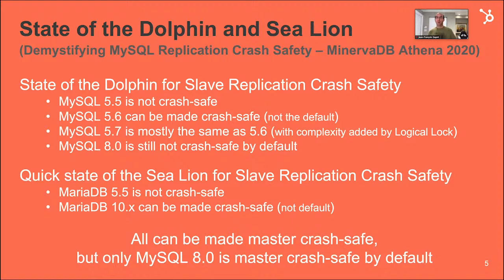So the dolphin and the sea lion crash safety: I will not read it, but see that master crash safety equals master crash safety. This should be safe by default, but there's slave replication safety that is not by default.